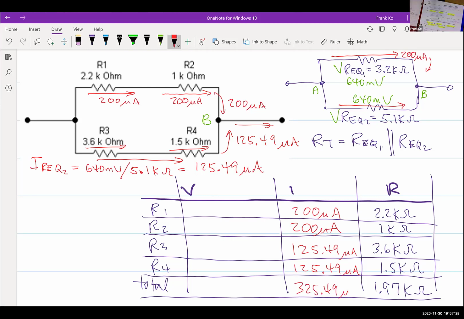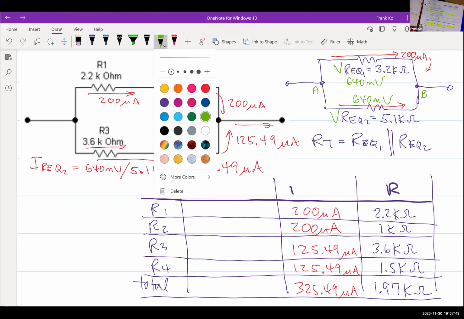325.49 microamps. Is that correct? Yes. Okay. And then calculating the voltage is academic. Just Ohm's law. Everybody okay with that? Let's go ahead. Let's write down what those voltages are for the benefit of our classmates.